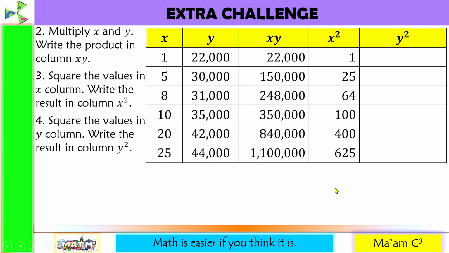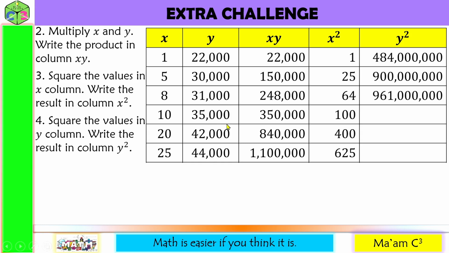Step 4 is square the values in the y column. Write the result in column y squared. So you may want to use your calculator here. 22,000 squared is 484 million. 30,000 squared is 900 million. 31,000 squared is 961 million. 35,000 squared is 1,225,000,000.